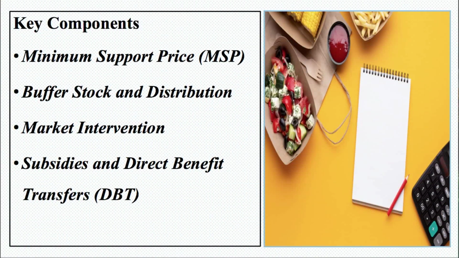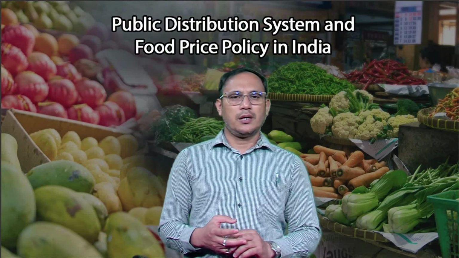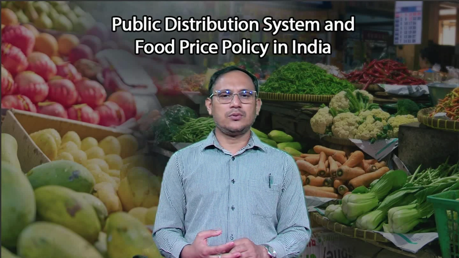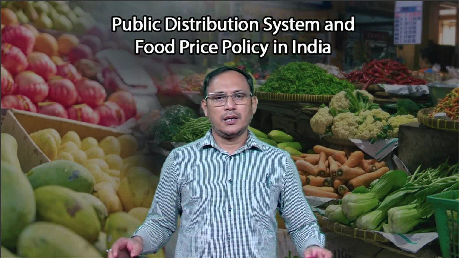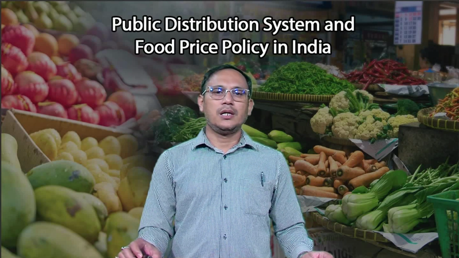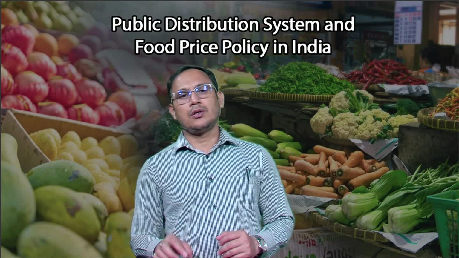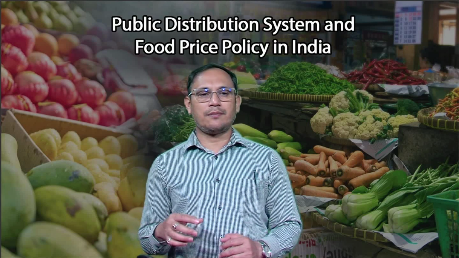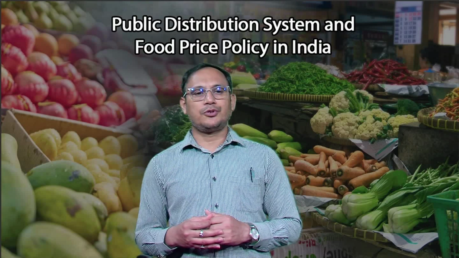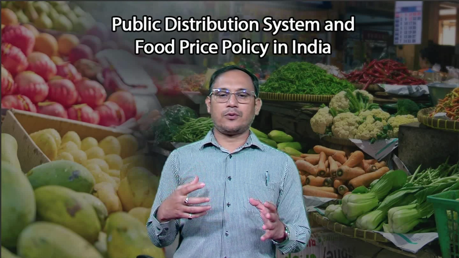Now, subsidies and direct benefit transfers are also considered to be one of the important key components of food price policy in India. So subsidies are provided on food grains, and in some cases, they also transfer direct cash to replace physical distribution to reduce inefficiency. This is basically implemented by some of the states to reduce corruption. What they have observed is that there is a possibility of corruption.